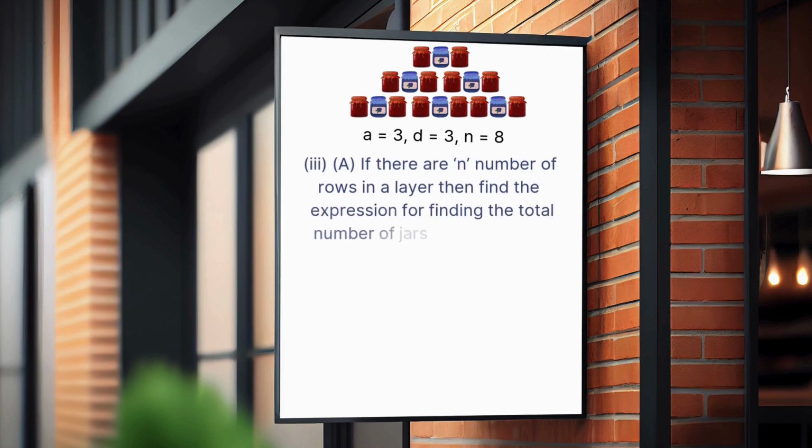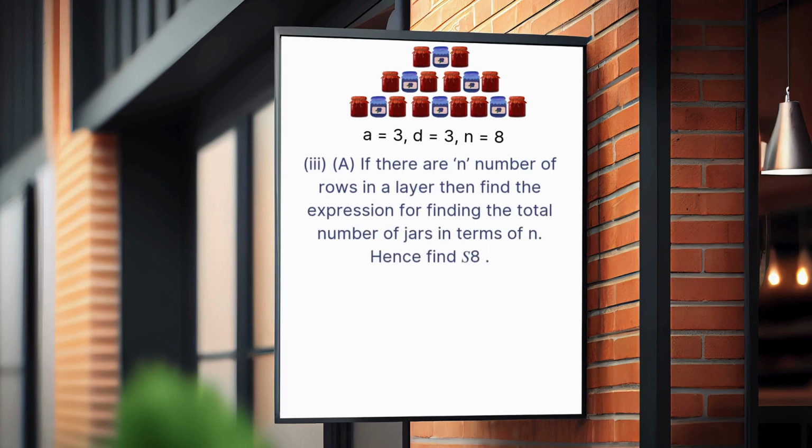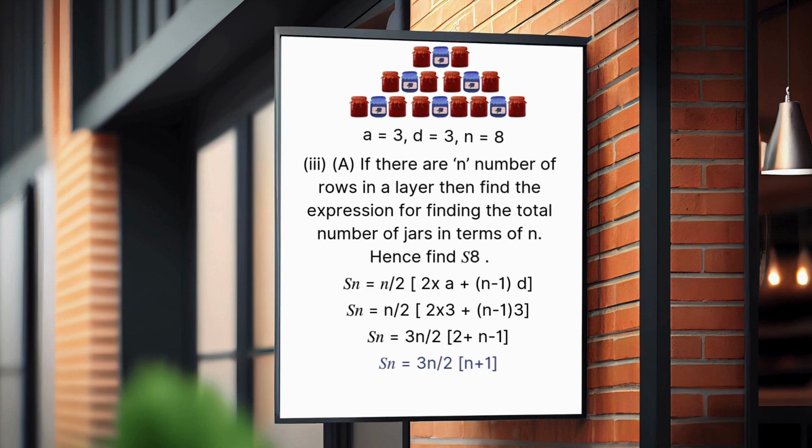Next part is, if there are n number of rows in a layer, then find the expression for finding the total number of jars in terms of n. Now Sn is n by 2 times 2a plus n minus 1 times d. Substituting the values of a and d, we get Sn equal to n by 2 times 3 plus n minus 1 times 3. Thus Sn is equal to 3n by 2 times n plus 1. For finding S8, we substitute n as 8 and we get S8 as 108.